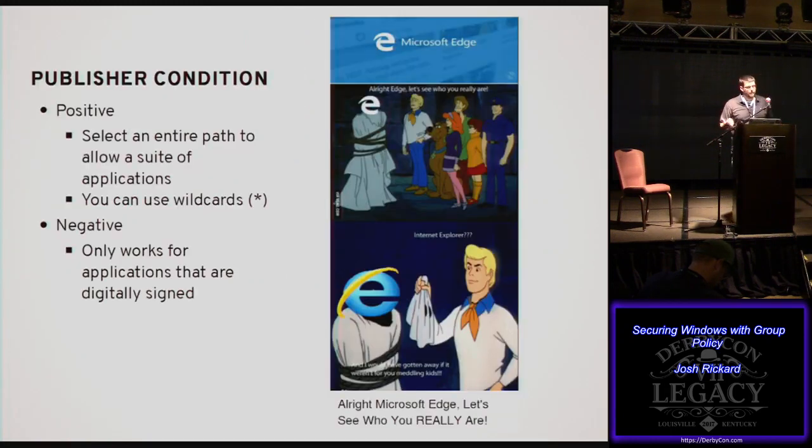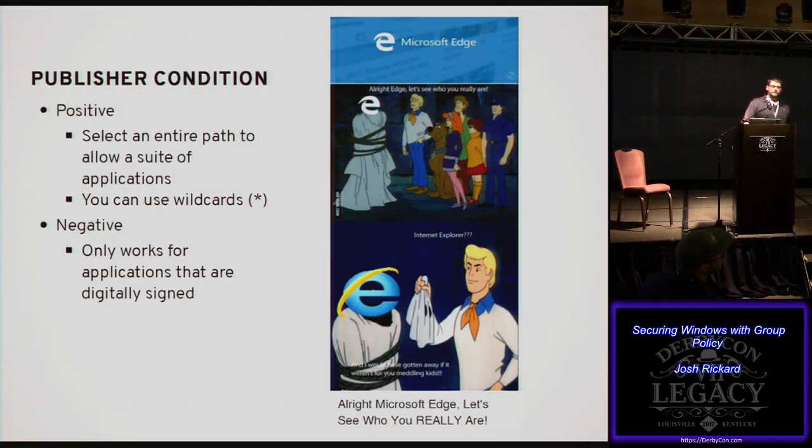Publisher condition. I love this. You can use wildcards. But you can say, okay, anything from Microsoft or Microsoft Office or this publisher of Microsoft can be allowed, right? Or maybe another company, maybe your own company, whatever it is. But they actually have to have proper digital signing and have the ability to register and talk with either your internal CA or a publicly available CA.